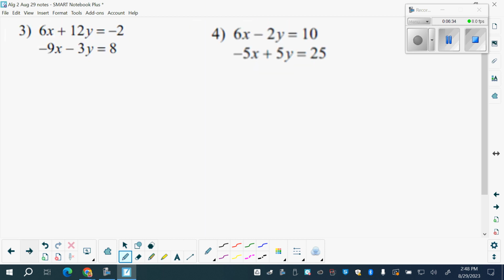So this one here, again, we're looking at the coefficients. These numbers in front of the letters are coefficients. Can I multiply 6 by anything? That's the smaller of the two. 6 is smaller than 9. Can I multiply 6 by anything to get -9? No, I mean, it has to be a fraction. We don't want to deal with that.